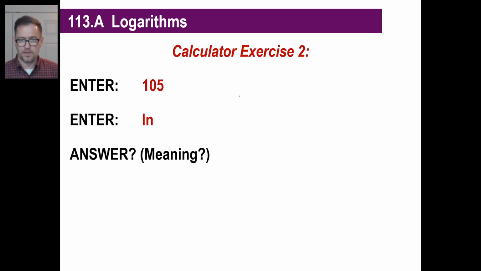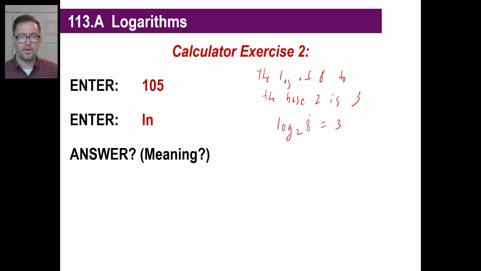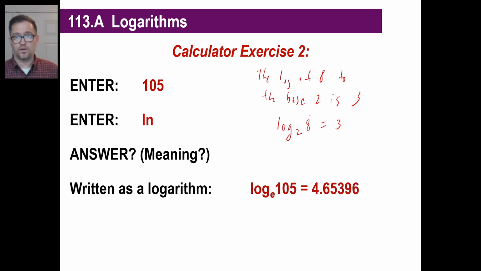You remember this, the log of 8 to the base 2 is 3, right? So you write it this way: log of 8 to the base 2 is 3. So 2 to the third power is 8. Okay, so that's what it looks like.